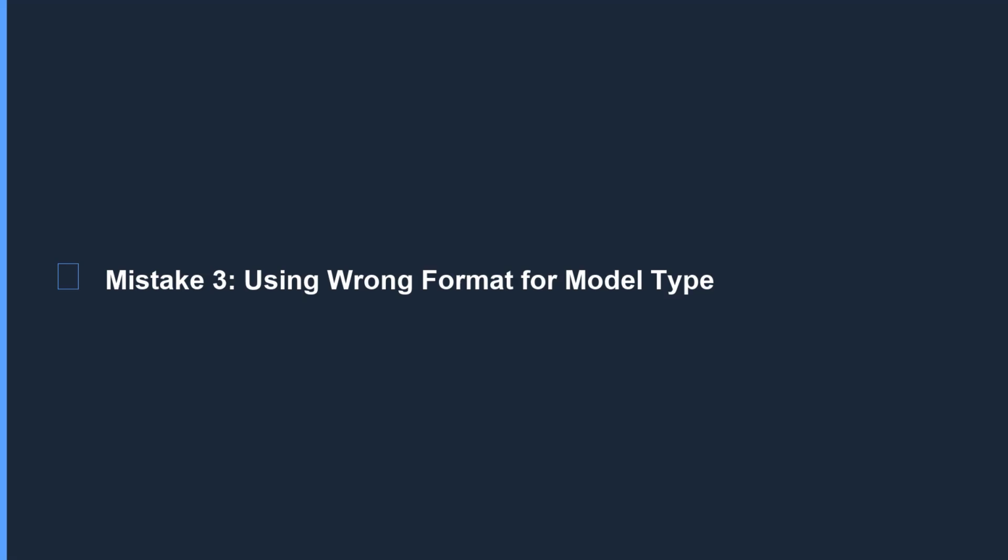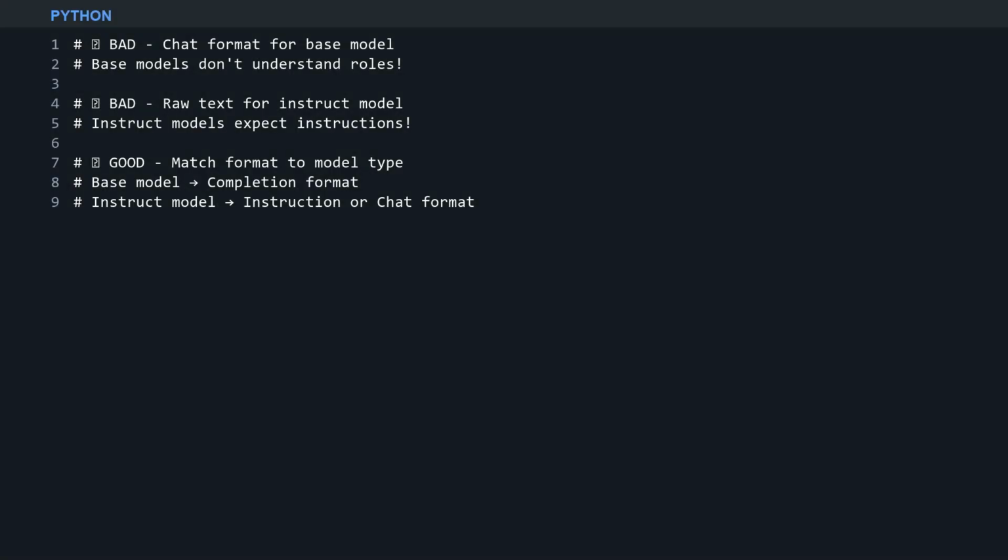Let's now look at mistake 3, using the wrong format for the model type. Bad, chat format for a base model. Base models don't understand roles. Bad, raw text for an instruct model. Instruct models expect instructions. Good, match format to model type: base model, completion format.